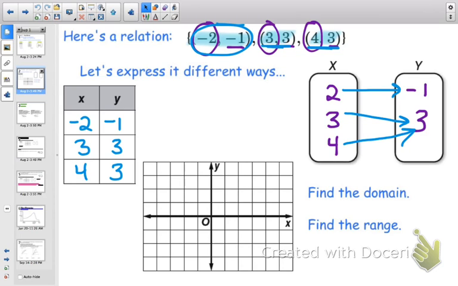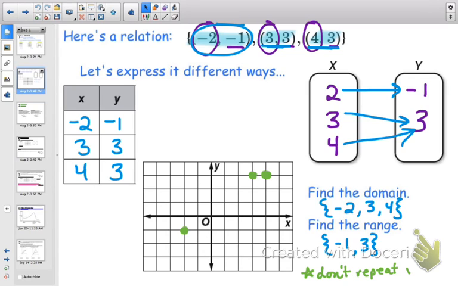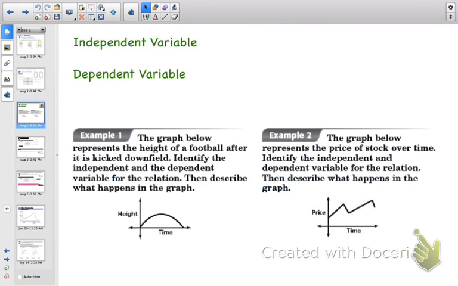Now let's plot those points. I'm going to use the table. So -2, -1, 3, 3, and 4, 3. So if I'm going to find the domain, I'm going to use the squiggle bracket notation again. -2, then 3, then 4. And then find the range. -1 and 3. You do not repeat values in writing domain and range, and then also in the mapping.